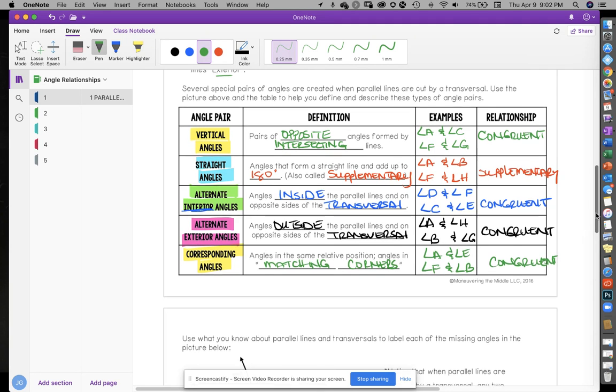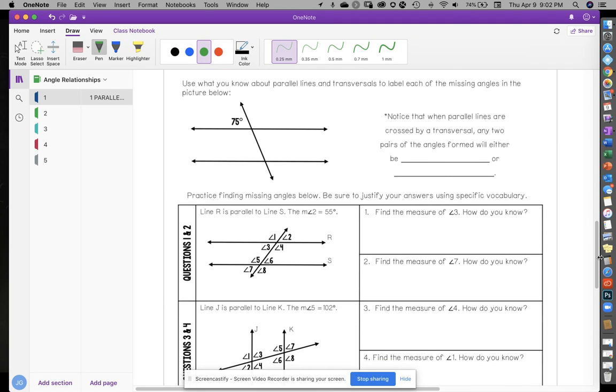All right, let's go on to the back. So use the picture and what you know about parallel lines and transversals to label each of the missing angles in the picture below. I'm going to give you a hint. You do not need a protractor. If you know the rules, you can solve this with just this one answer here. So you are looking for this answer, this one, this one, this one, this one, and this one. And we will be able to fill all of those in with just knowing that one angle measure of 75.